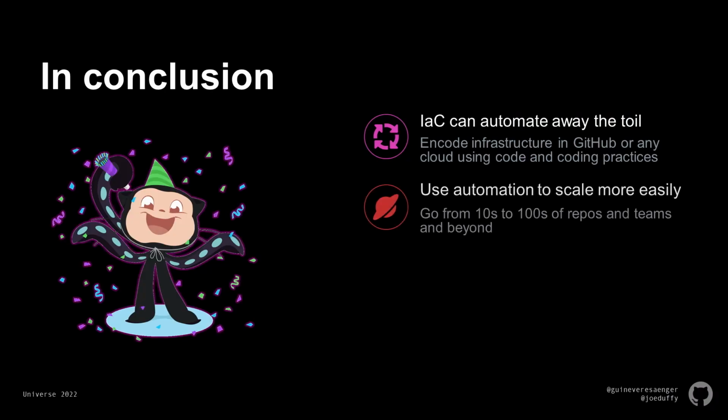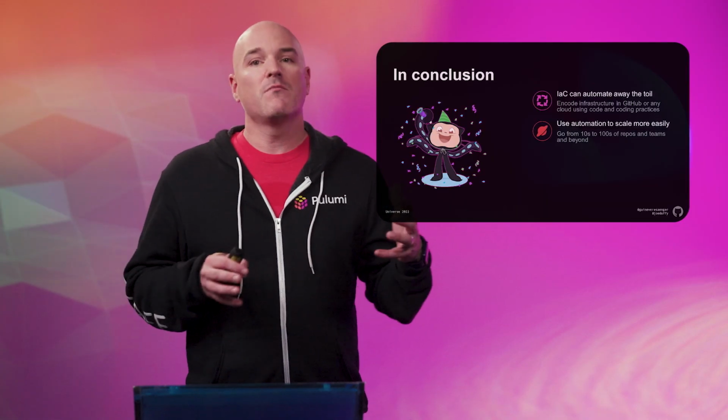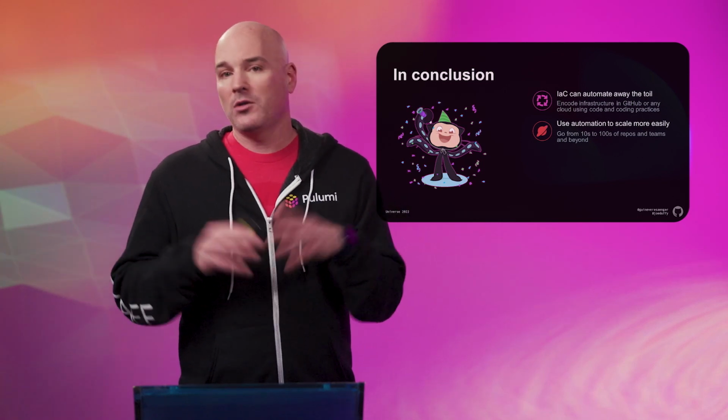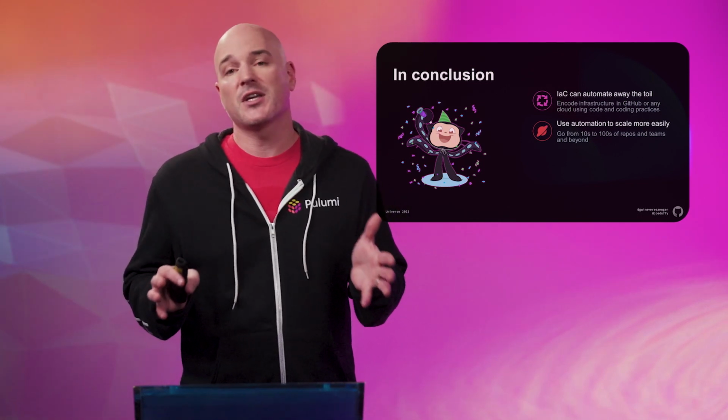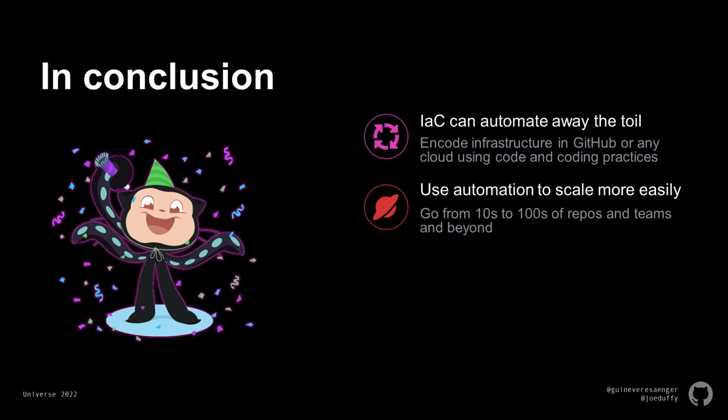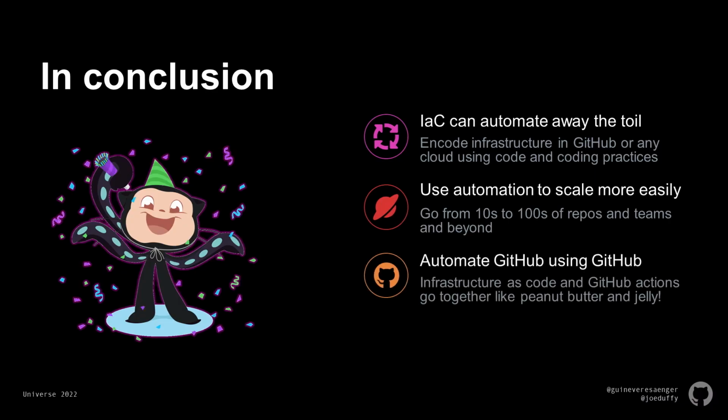We saw that we can use automation to scale more easily, to go from a handful of repos to hundreds of them and well beyond. I love Gwen's focus on building out the community and the best practices so that we can make sure that all of our repositories and our entire organization are open and friendly to the community. We then saw a bit of inception. We saw how to automate GitHub using GitHub itself.